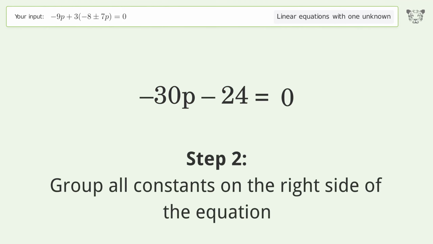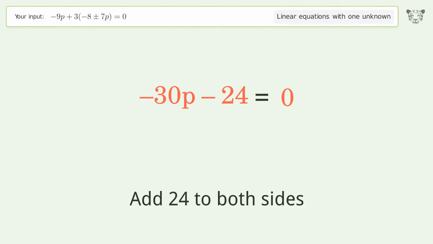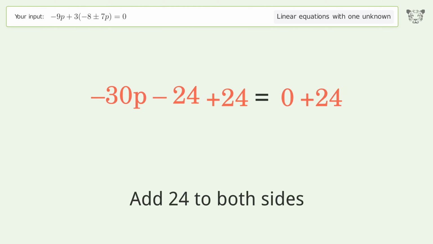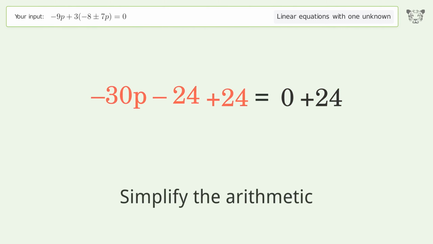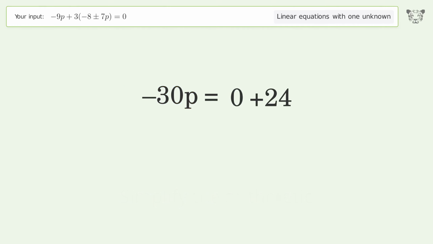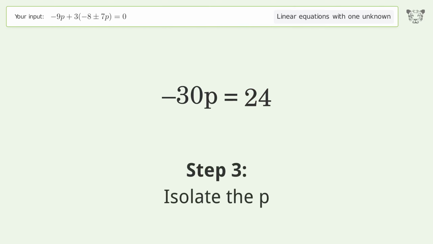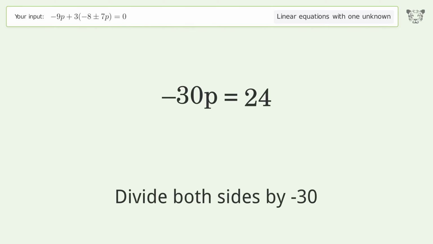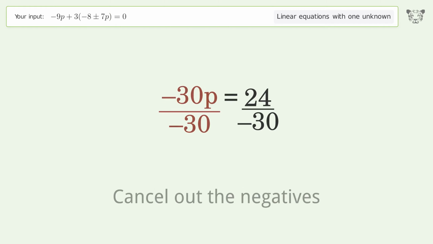Group all constants on the right side of the equation. Add 24 to both sides. Simplify the arithmetic. Isolate the p. Divide both sides by -30. Cancel out the negatives.